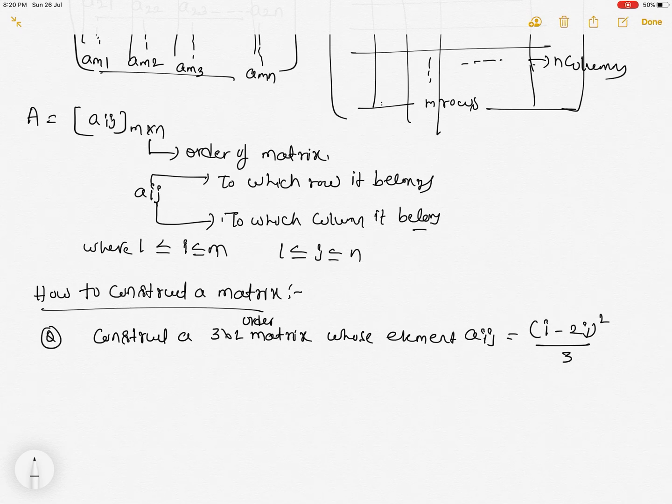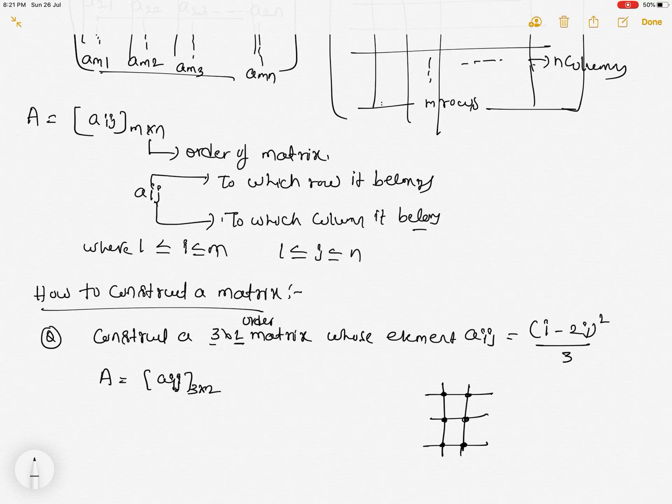Now 3 by 2 order means how many rows are there? 3 rows: 1, 2, 3. How many columns are there? 2 columns: 1, 2. So totally how many elements will come? First row first column element, first row second column element, second row first column element, second row second column element, third row first column element, third row second column element. Totally 6 elements we will get. So I have to find A equal to Aij of order 3 by 2.